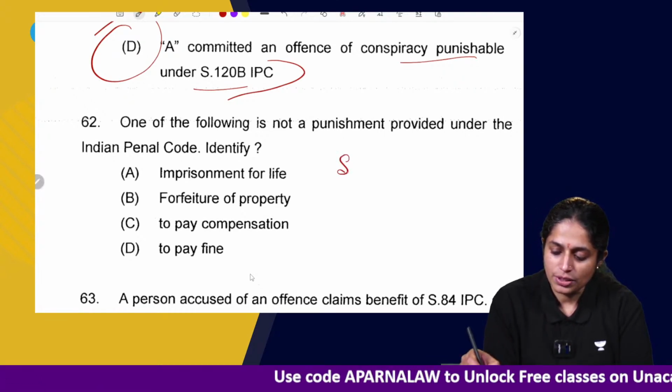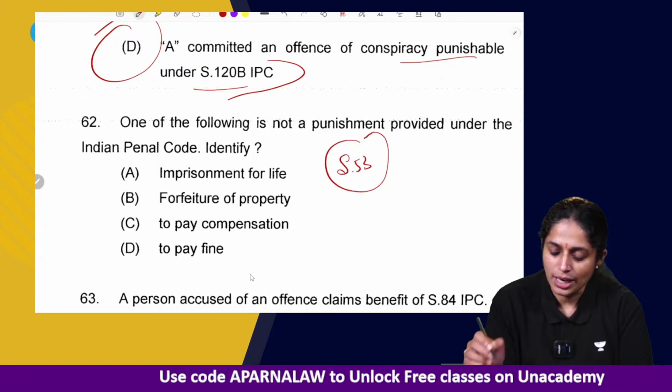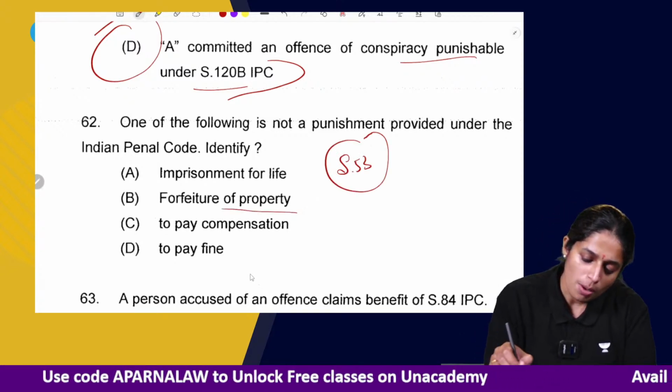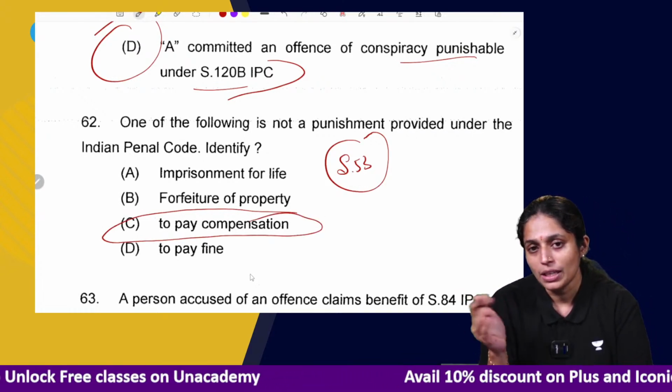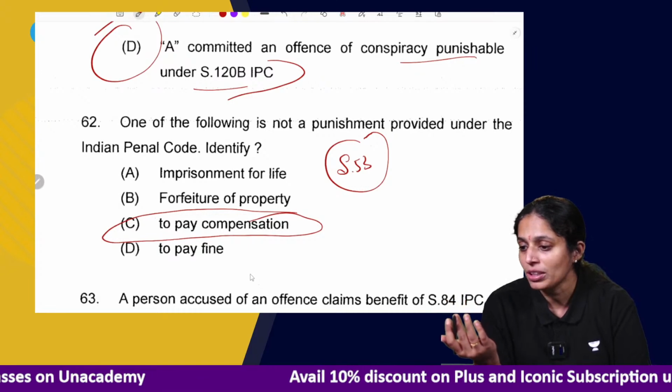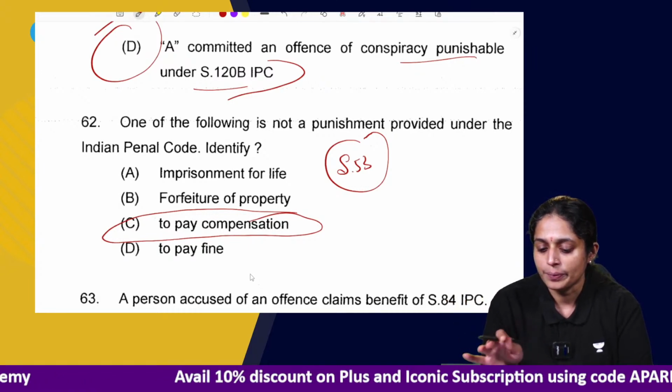IPC section 53 is given as the punishment. That's why compensation is not a way of punishment given under IPC. Maybe it could be something in CrPC they might have given, but not under IPC.